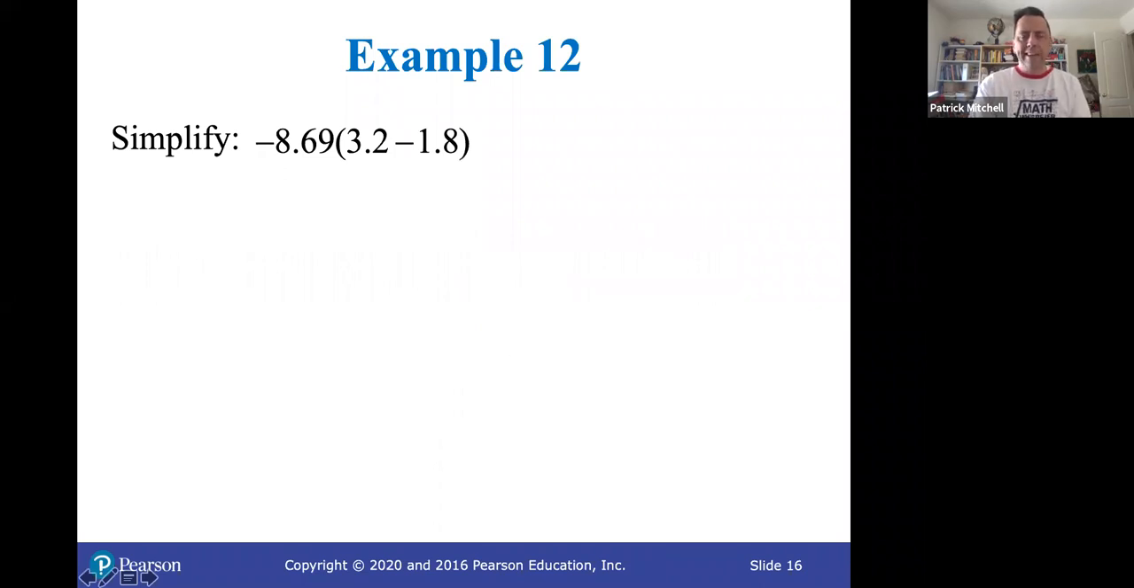We have -8 and 69 hundredths times 3 and 2/10 minus 1 and 8/10. Okay, so I see parentheses. I see multiplication right here. And I see subtraction. Well, the subtraction is going to go first because that's in parentheses.